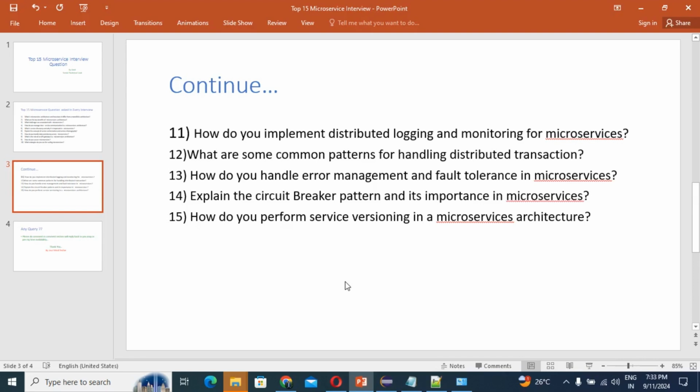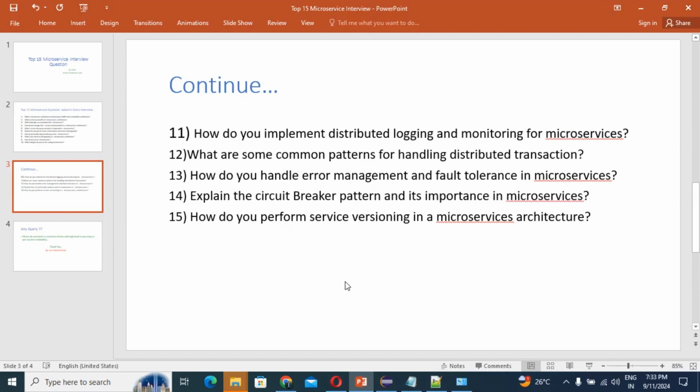And last, guys, the approach is monitoring and alerts. Set up monitoring and alerts to detect and respond to failure quickly. So guys, these are all the approaches by which we can handle error management or fault tolerance in microservices: retry, circuit breaker pattern, fallback, graceful degradation, monitoring and alerts. This is the answer to question number 13.